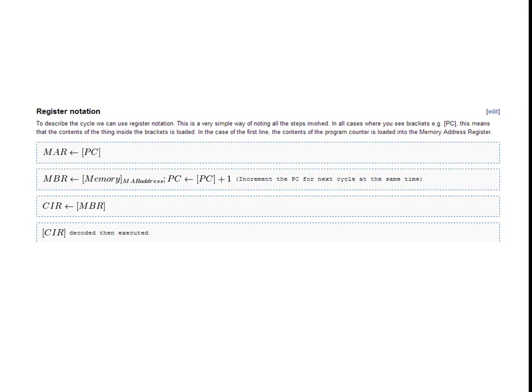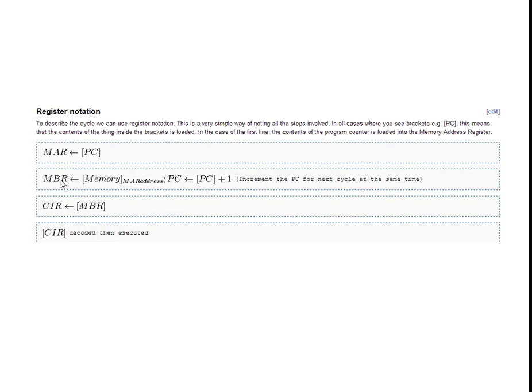We're going to look at another example of the fetch and execute cycle. This is written in register notation. We have the memory address register, which gets the first location copied from the program counter. The data and instructions at that location are copied in the next instruction cycle from the memory address register to the memory buffer register, also known as the data register.